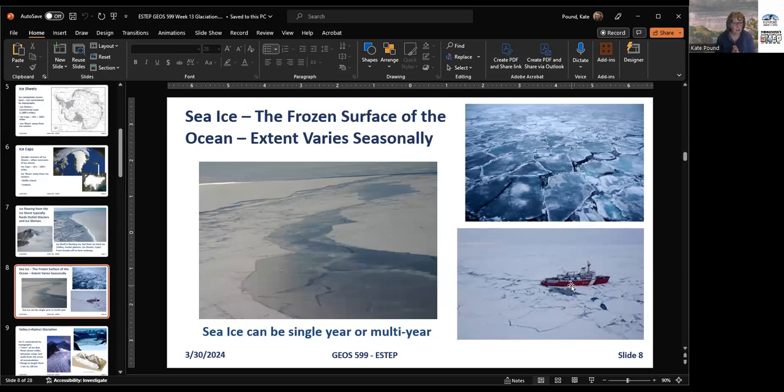One thing I need to point out that I didn't have a slide for is what is the difference between the Arctic, the northern polar regions, and Antarctica, the southern polar regions. The northern polar regions, the Arctic, is ocean surrounded by continent with polar bears. Antarctica is a continent covered by ice, surrounded by ocean with penguins.